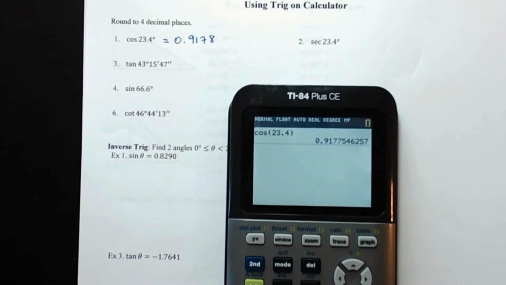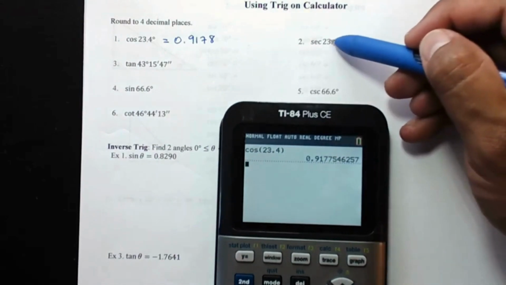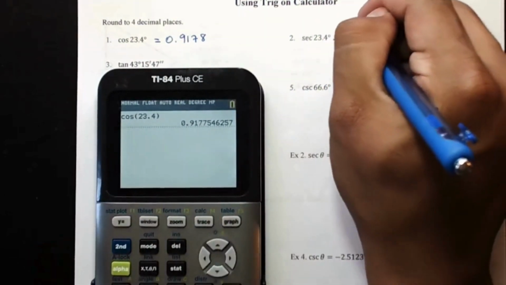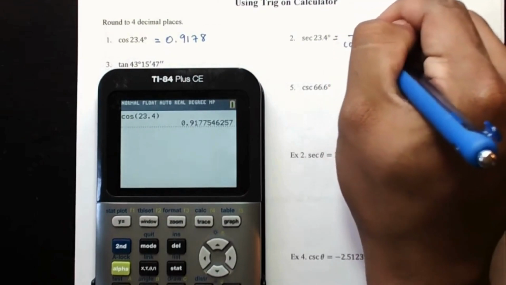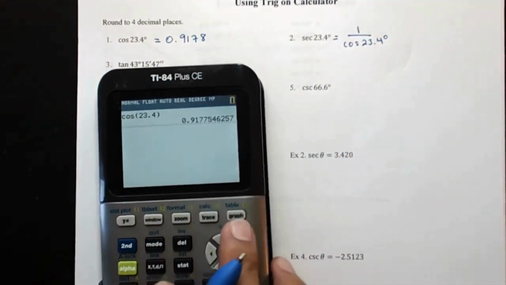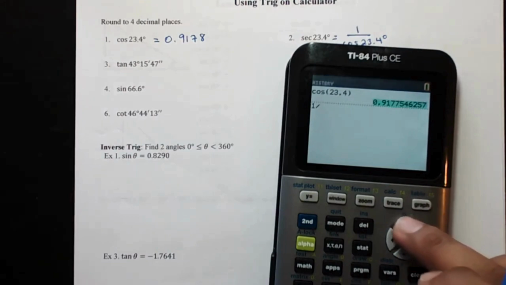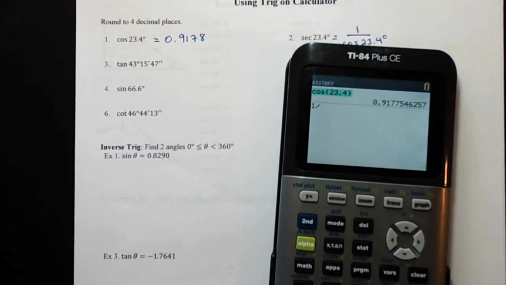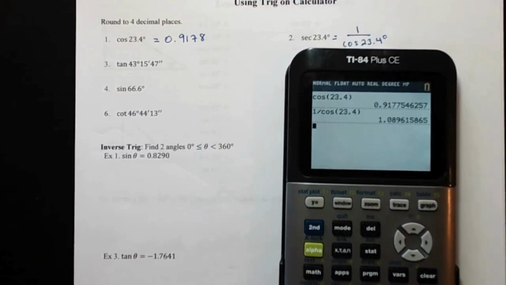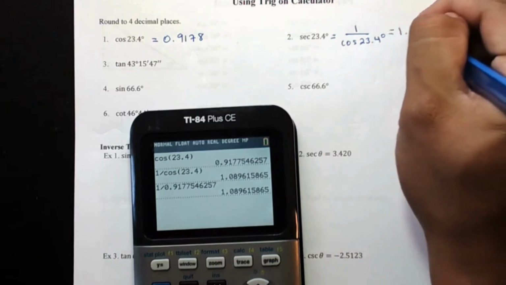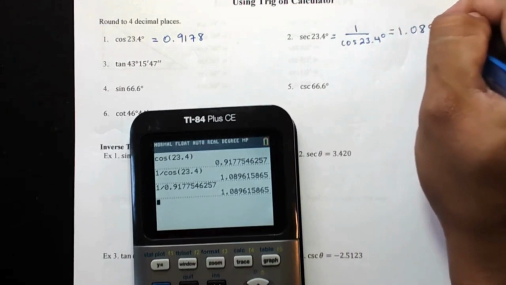All right, what about the next one? Well, the next one is secant of 23.4. Secant is a reciprocal of cosine. So if I want to type this into the calculator, I need to do 1 over cosine of 23.4. With the newer calculators, you can actually go up and copy paste, highlight whatever you want, press enter, and there it is. So there's secant. You could have also done 1 over that answer and got the exact same answer. So this is 1.0896.